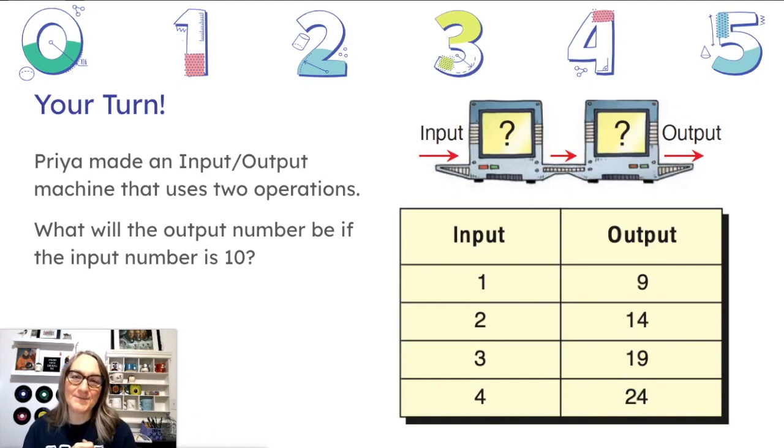Now it's your turn. Priya made an input-output machine that uses 2 operations. Here's the table for Priya's machine. First, determine the function rule. That's the instructions for the machine. So what goes in where those 2 question marks are. Okay. First, determine the function rule for the machine. Then predict what the output will be if the input number is 10. Good luck.